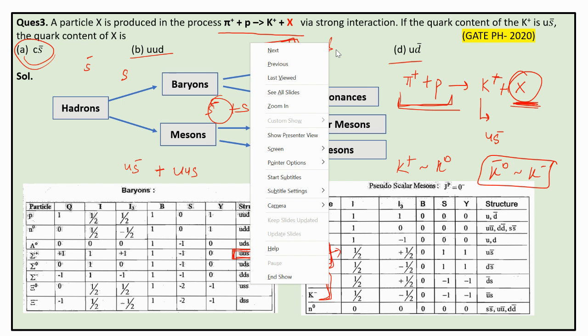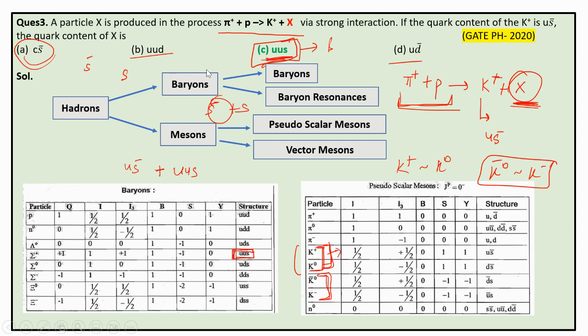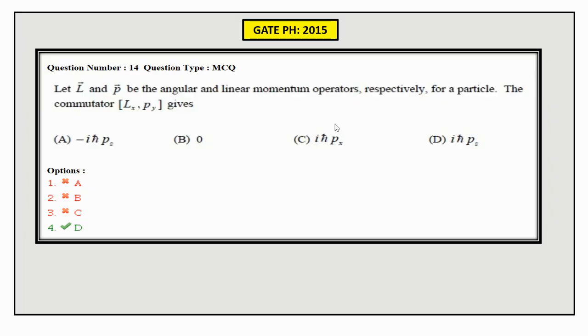You know very well that baryons are made up of three quarks, and mesons are made up of one quark and one antiquark. Here pion is already a meson, and P is a baryon. So the kaon is a meson, and here you will require the baryon. So this is a simple way of doing this question. I hope this is understood. And the next question is also very easy.